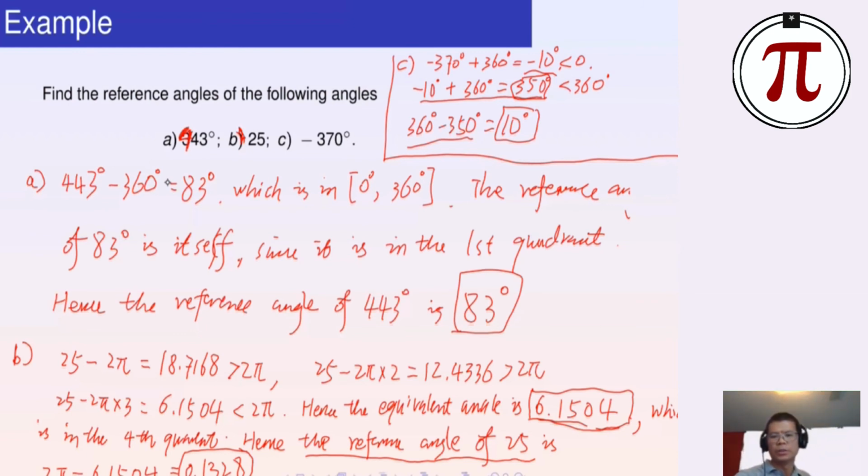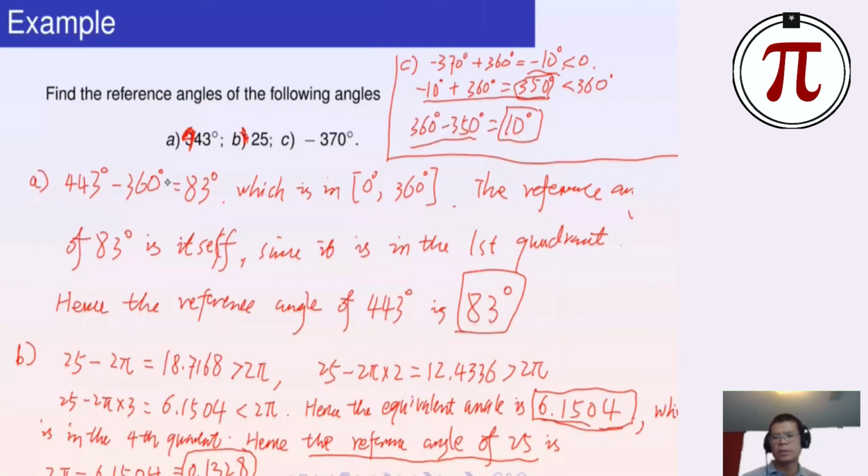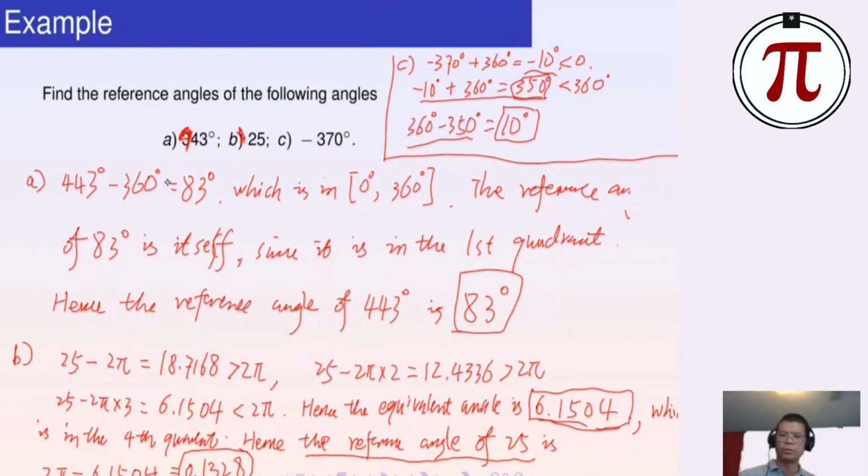So that's this example. Based on these two examples, we need to know how to find a reference angle given an angle, whether it's between 0 and 360 or some other angle. So you need to know how to do that.